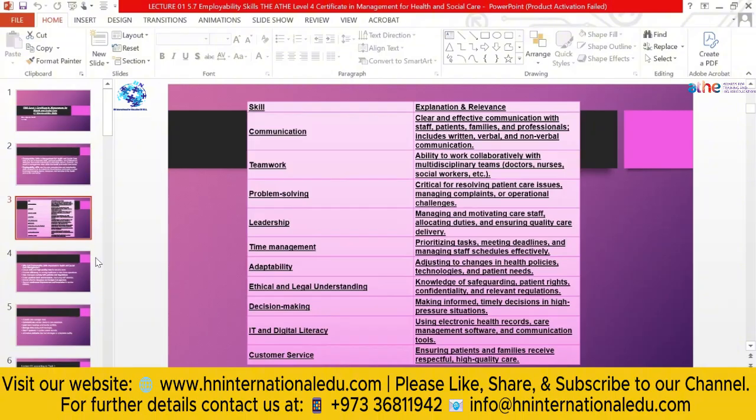Then we have customer service: ensuring patients and families receive respectful, high quality care, depending on the area and the country, and then the hospitals. There is a huge difference in the facilities of medical aid as well. Not everyone receives the same. There are different categories.